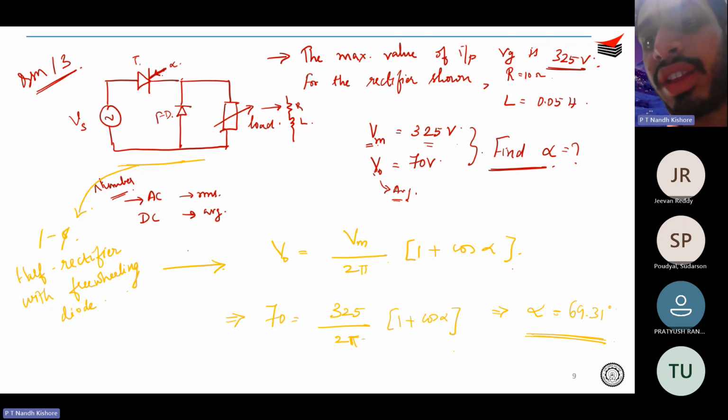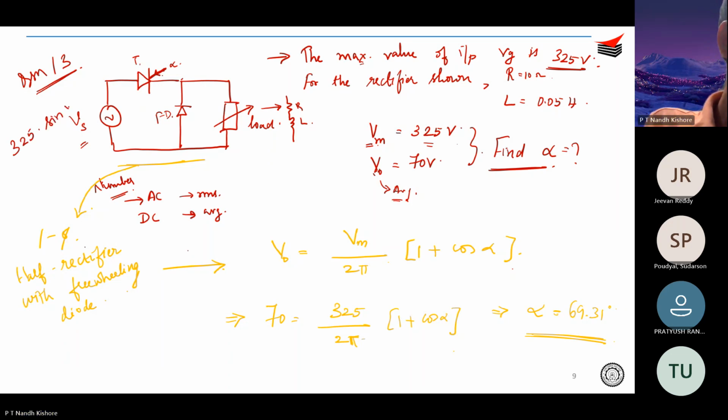Let's say they did not tell anything about this. They just told the input voltage is 325 volts. Then I would of course take it as RMS. Here they have mentioned it explicitly, and that's why I'm taking it. So your VS will be 325 sine omega t.